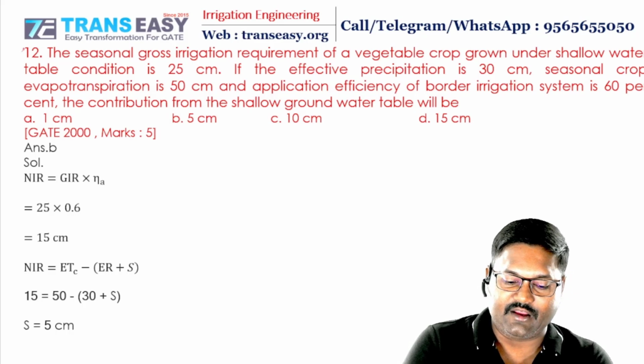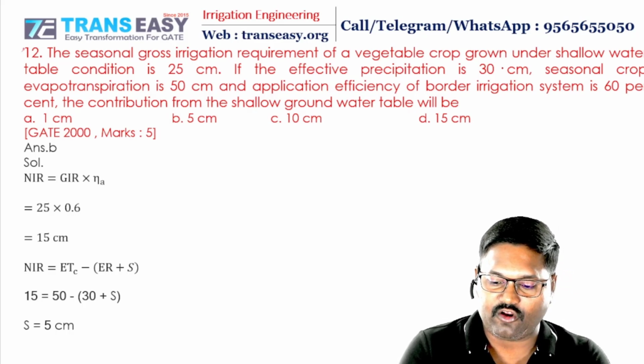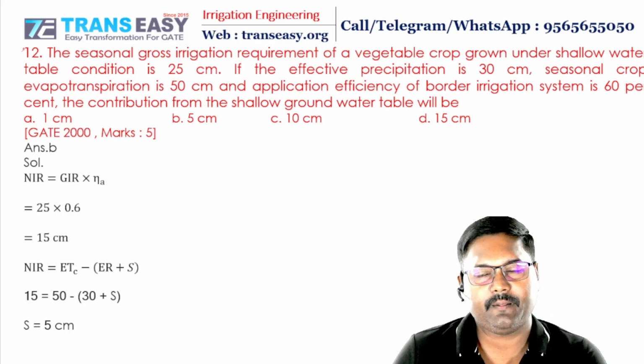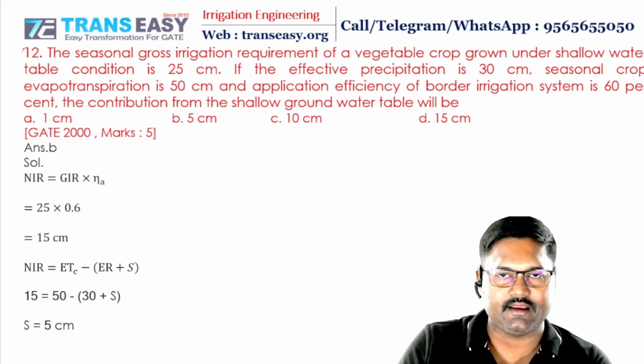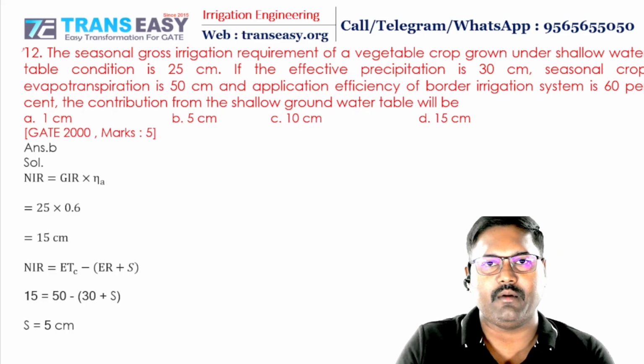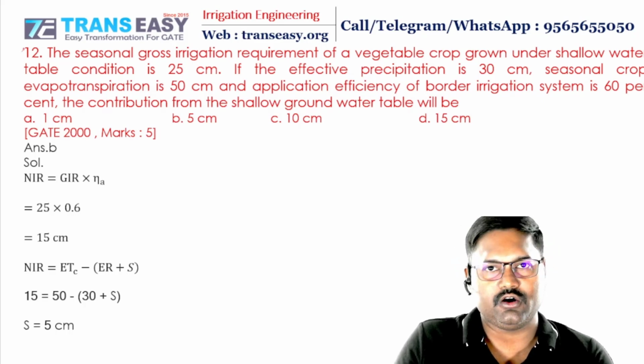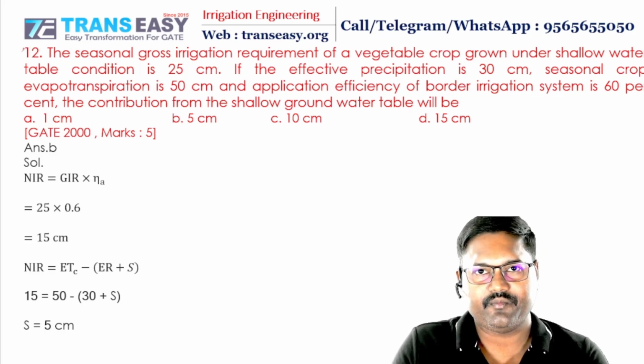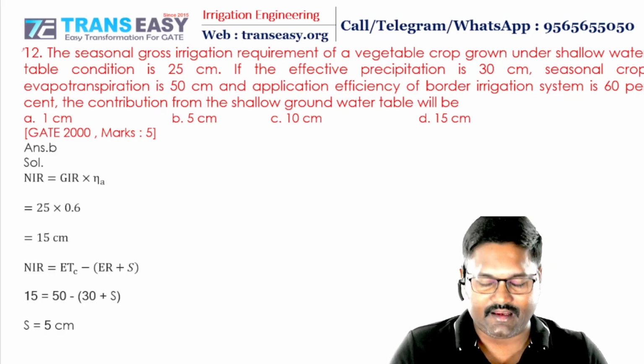Seasonal gross irrigation requirement of the vegetable crop grown under shallow water table is 25 centimeter. This is gross irrigation requirement. There is no information about conveyance loss. There is no information regarding application loss.